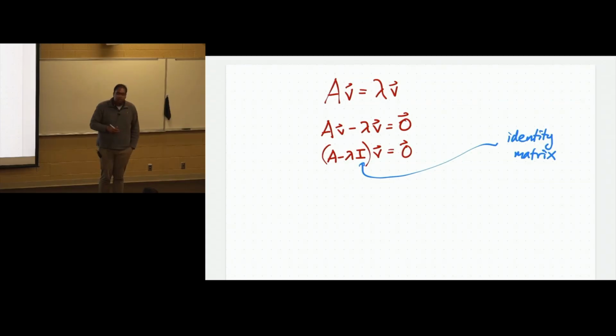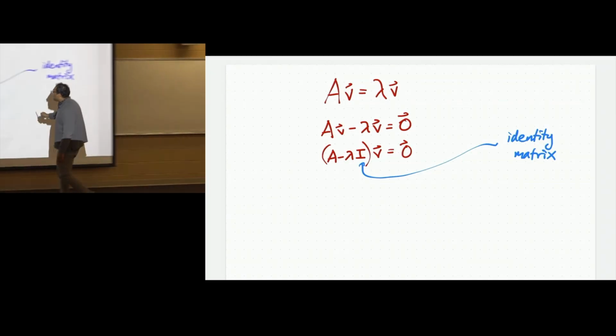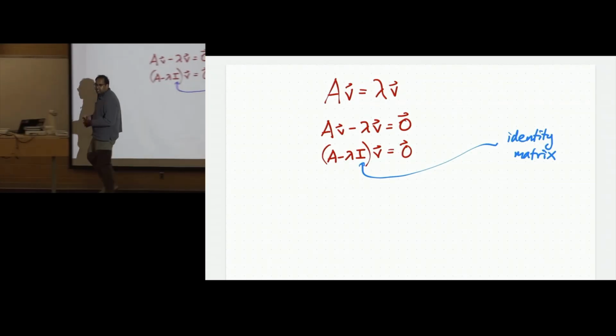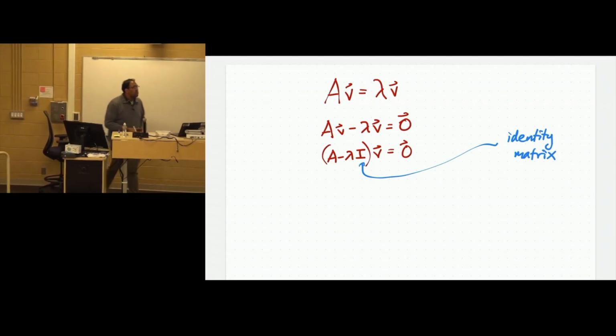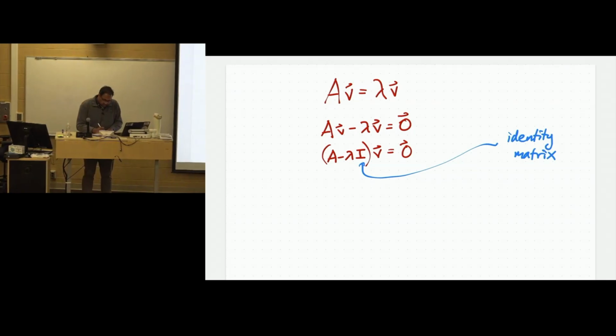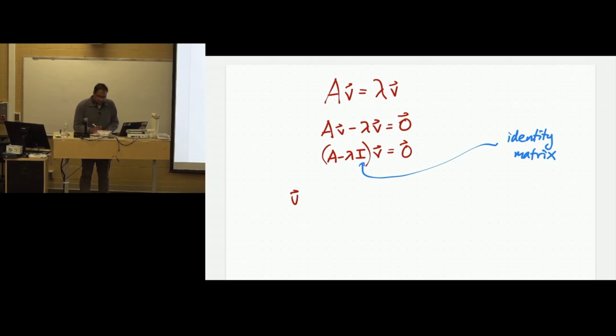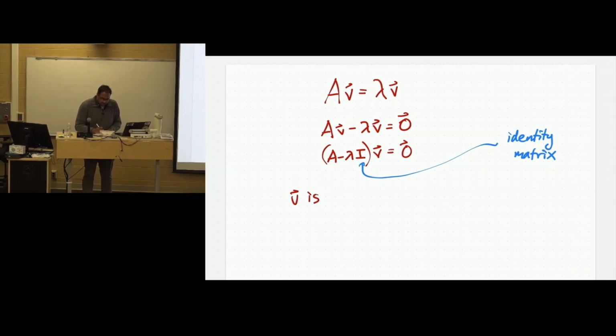V is in the null space of A minus lambda I. What this is saying is V is in A minus lambda I's null space. But what does that tell you about A minus lambda I? Yeah, columns are linearly dependent. Good. V is in A minus lambda I's null space. But what this means is that there's something non-trivial in A minus lambda I's null space, right?